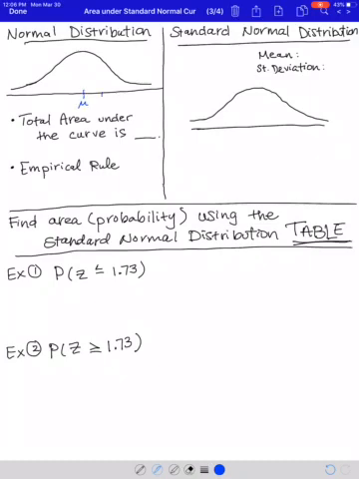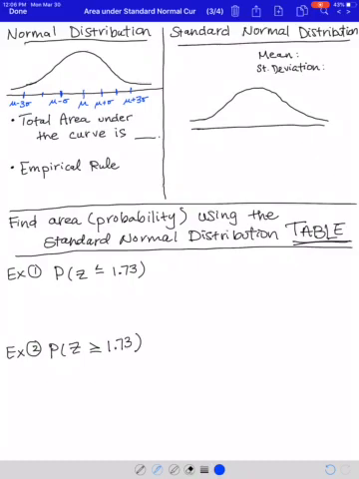And we can label on our curve one standard deviation above the mean. That would be mu plus sigma. Or we could go 2 standard deviations above the mean, or 3 standard deviations above the mean. Over here, this would be mu plus 3 sigma. We could also label standard deviations below the mean. 1 standard deviation below the mean would be mu minus sigma. We could also do 2 standard deviations below the mean. 3 standard deviations below the mean would be mu minus 3 sigma.